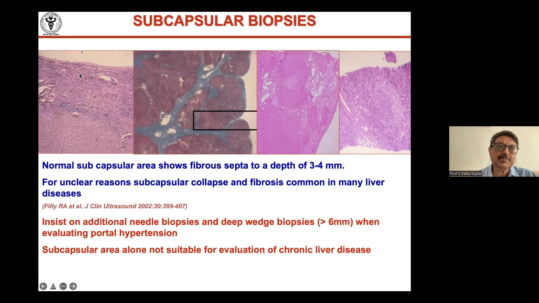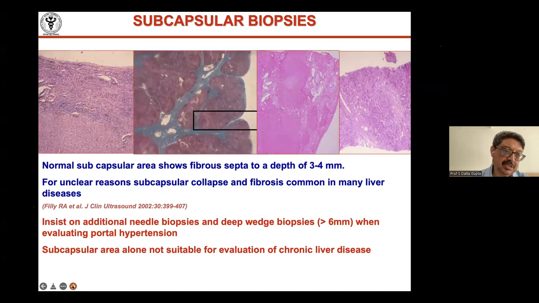And look at these septa, how they go in. Therefore, a needle biopsy going through this, you may say there's a lot of fibrosis, whereas in the deeper area, there's no fibrosis. Therefore, a needle biopsy or a wedge biopsy should be at least 4 millimeters or more deep into the liver tissue, right? So this is very important.